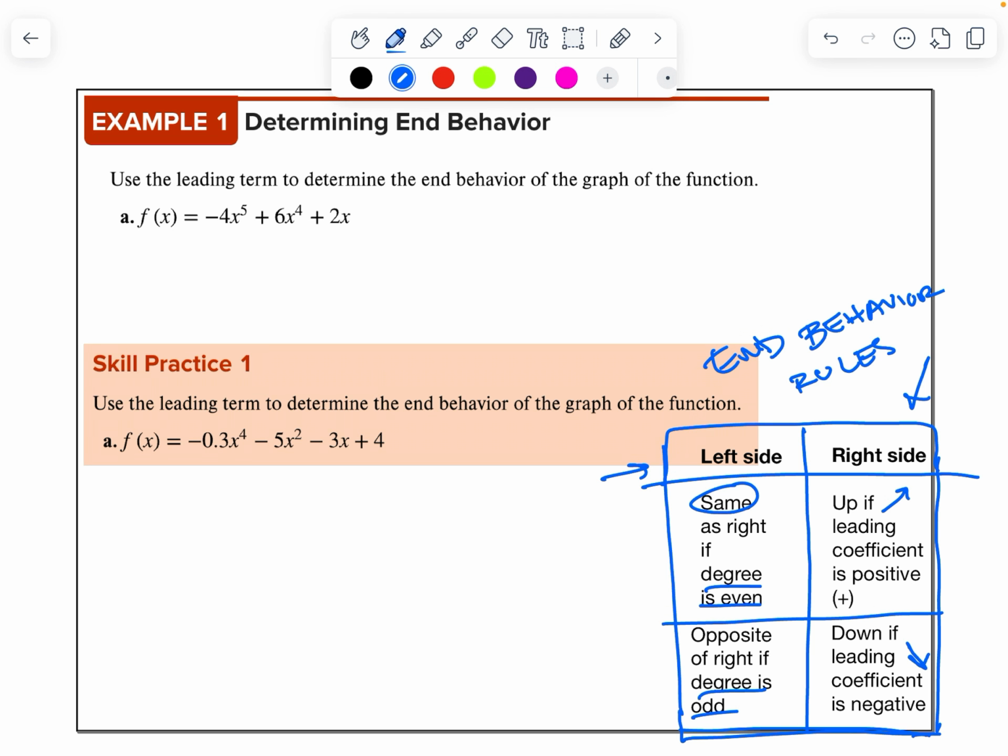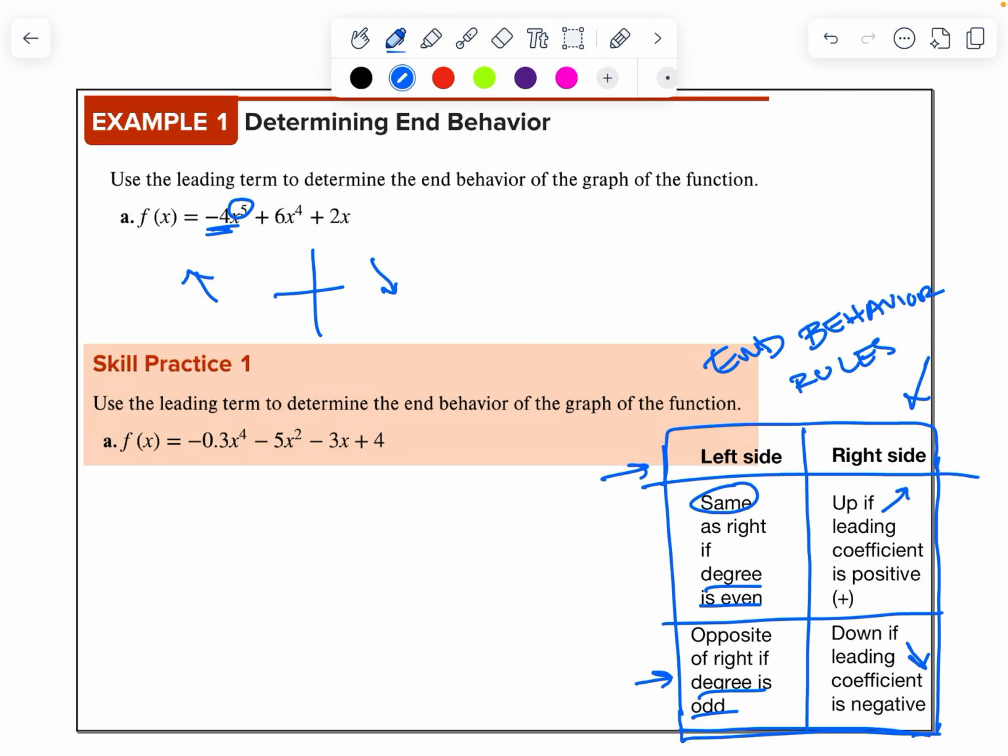So let's look at these two examples that we have here. We'll first look at the right side. So the leading coefficient. Here, the leading coefficient is negative. That means the right side is going to be going down. The degree is odd. That means that the left side is going to be doing the opposite of the right side, which means it's going to go up. We don't know what it does in the middle. We just know that far left it goes up and far right it goes down.